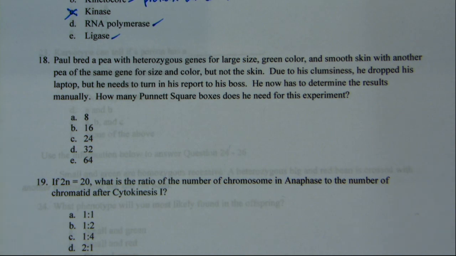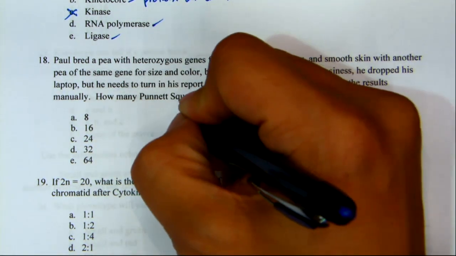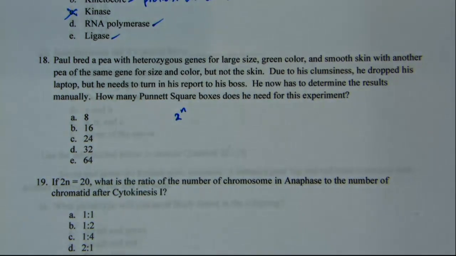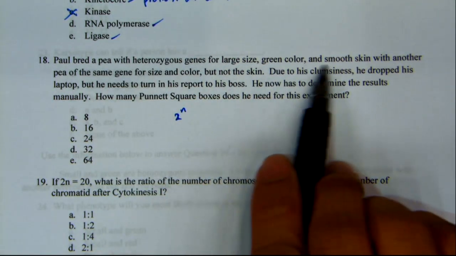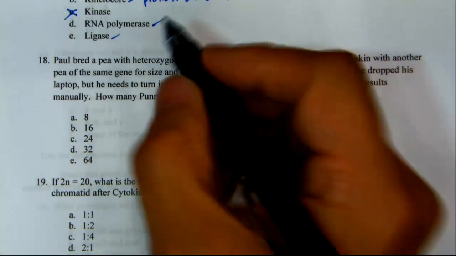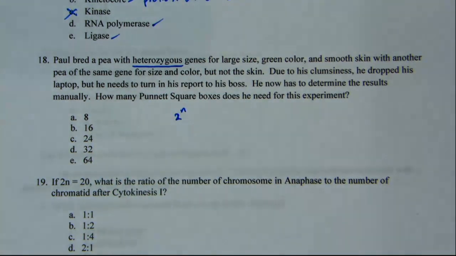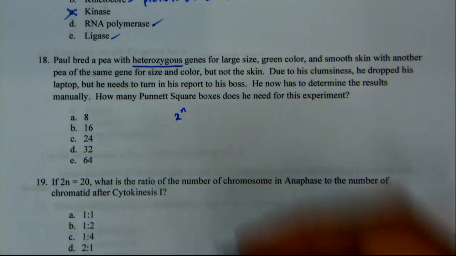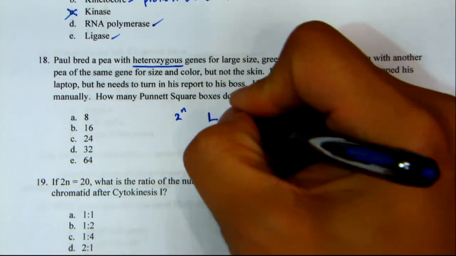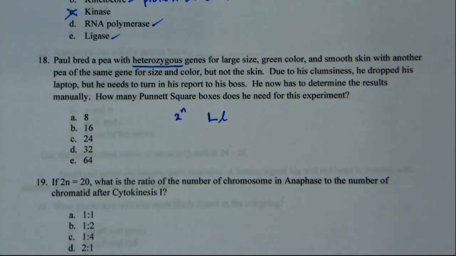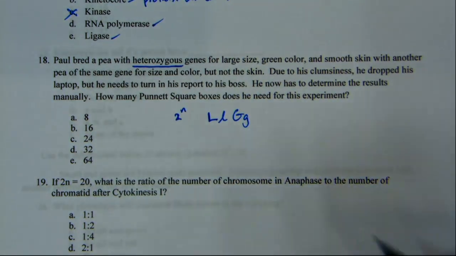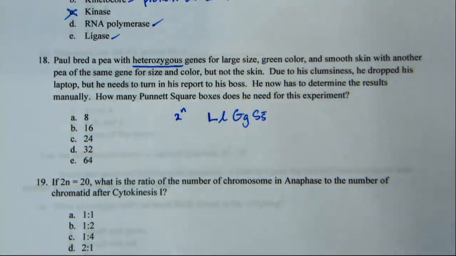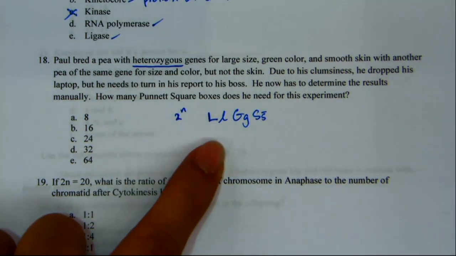Okay, so what rule do we use here? We use the 2 to the n rule, right? The first one has large size, green color, and smooth skin, and they said this one is all heterozygous. So if we use L for large size, heterozygous, then green, and the skin, let's say S. Okay, so this is the first P.